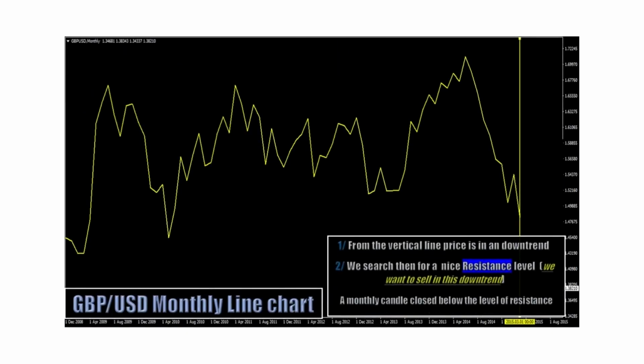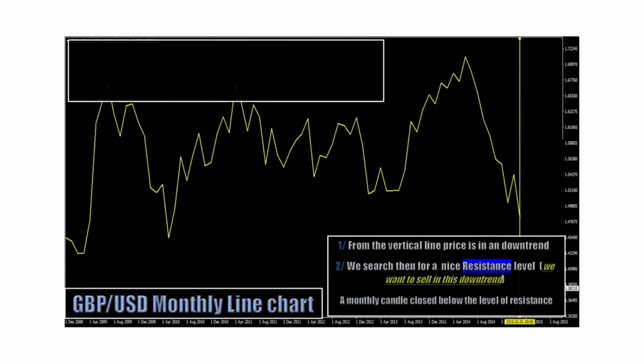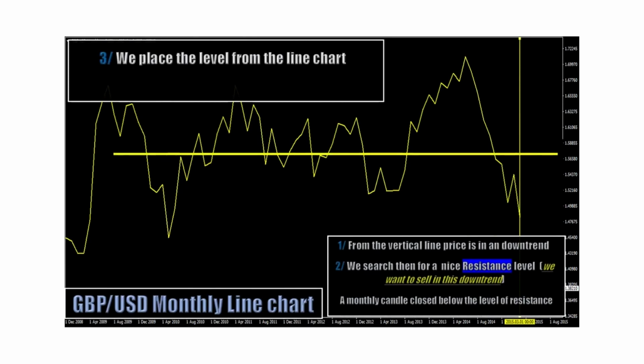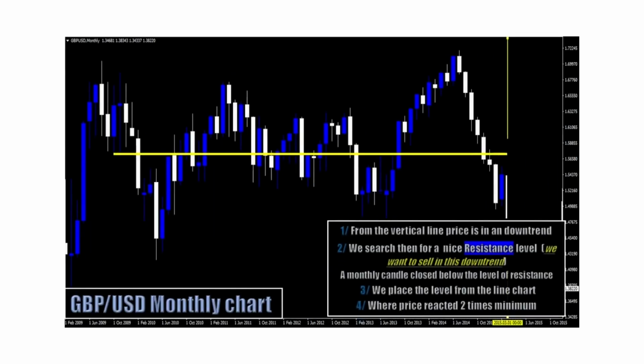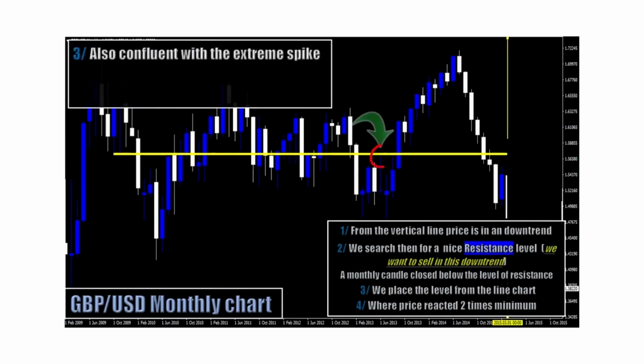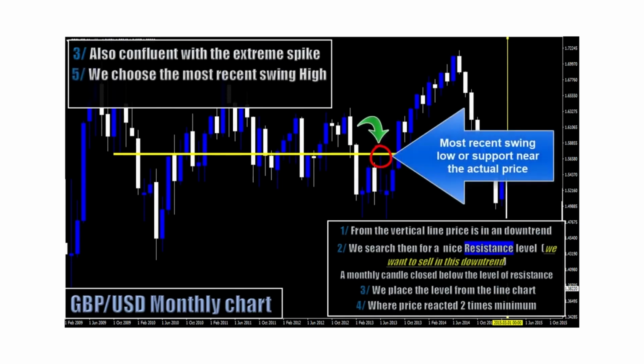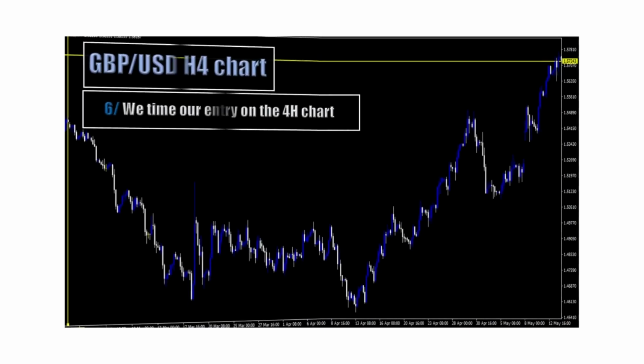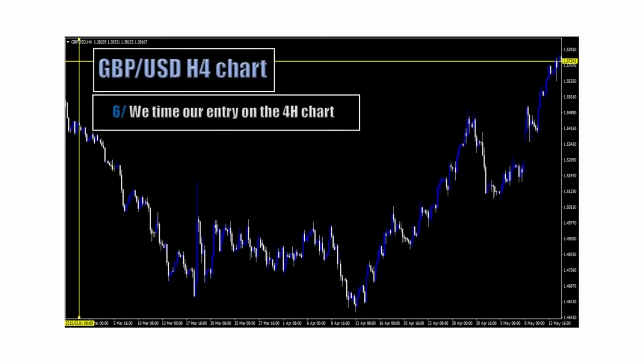We switch to the line chart and we place the level from the line chart, where price reacted 2 times minimum. We are back to the candlestick chart, and on this chart we can also see that it is confluent with the extreme of the spike on the most recent swing high. And finally, we go to the 4-hour chart to time our entry.